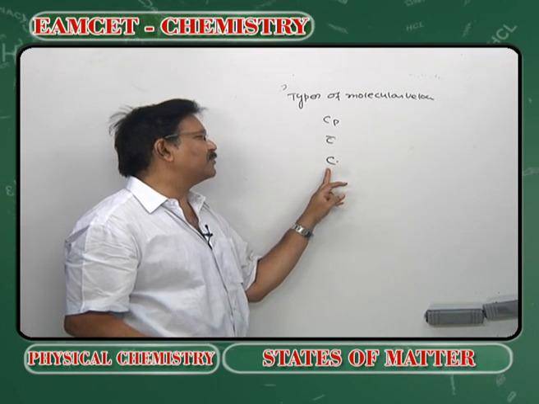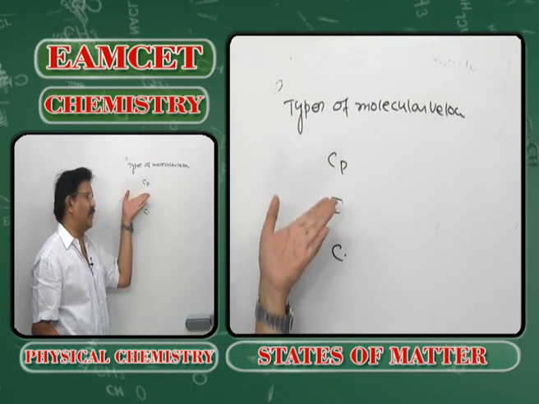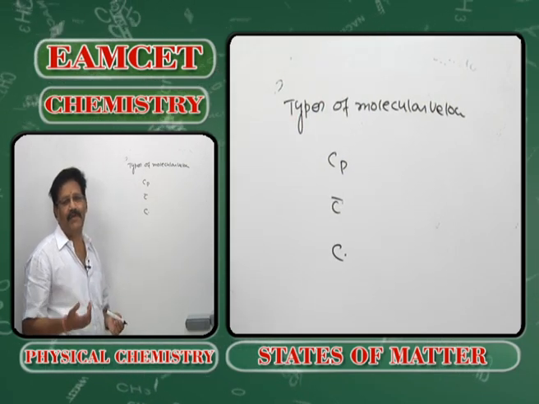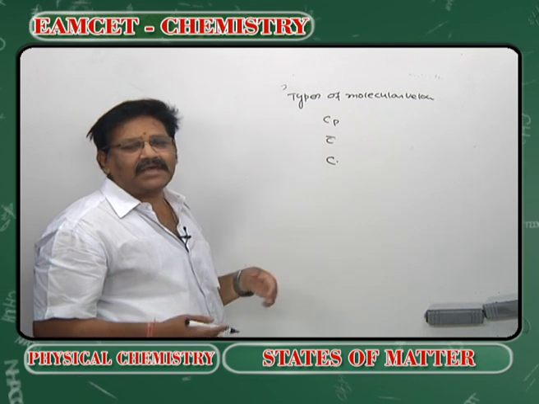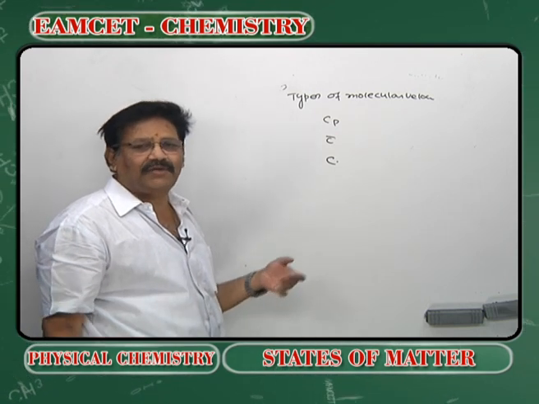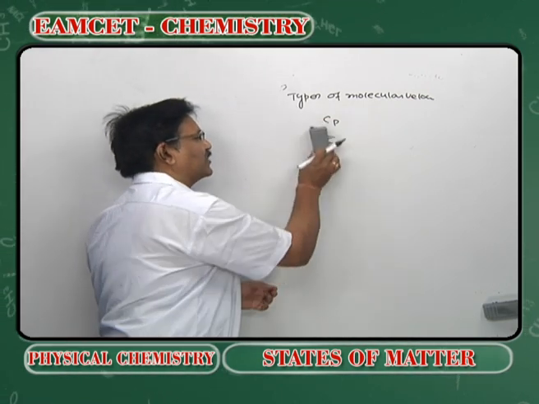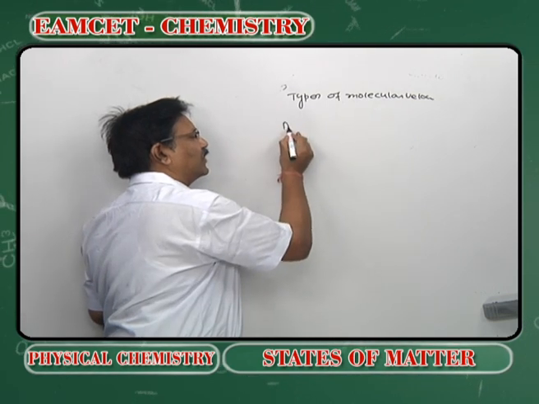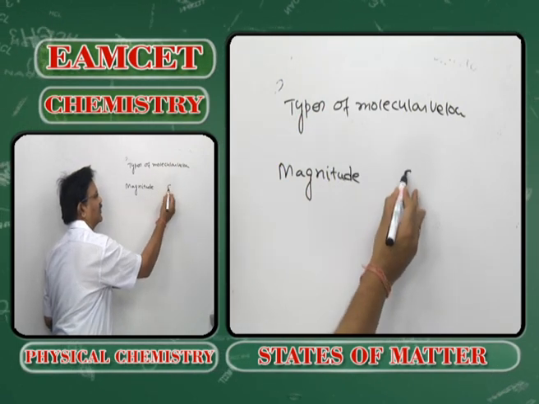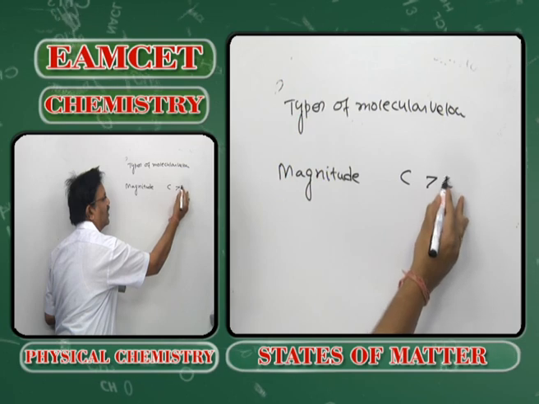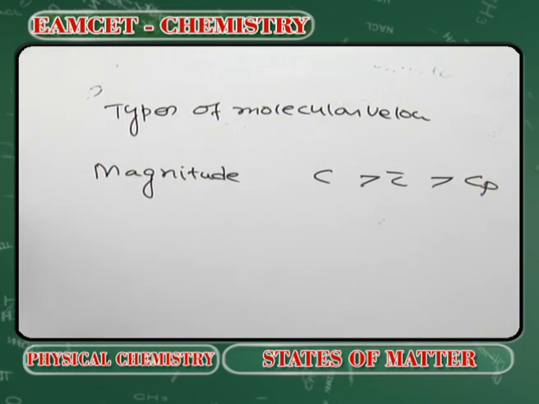And this is the RMS velocity, this is the most probable velocity, this is the average velocity. What is meant by most probable velocity? The velocity possessed by the maximum number of molecules in a sample of gas is called the most probable velocity. Magnitude wise, what is the order of the velocities? RMS velocity will have the highest magnitude, followed by average velocity, followed by most probable velocity.